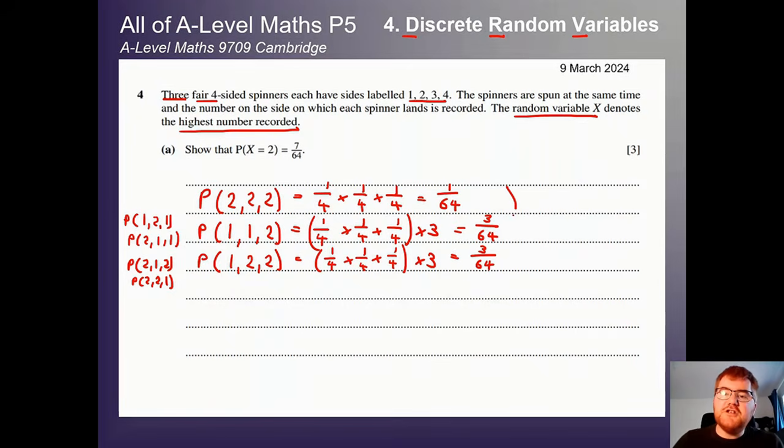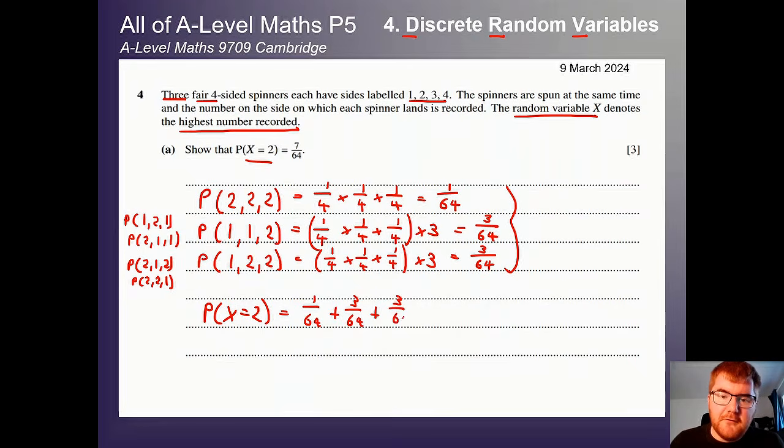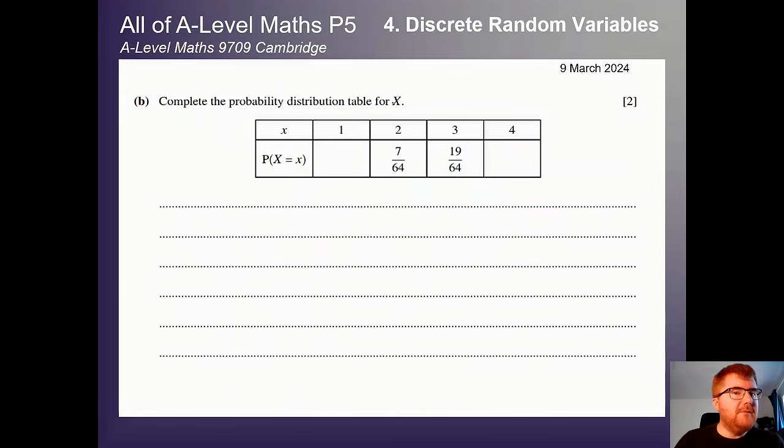Again, these are all the chances of getting 2 as our largest number. Notice no 3's here or no 4's. So probability of X being 2, i.e. the highest number being 2, is just these 3 added together. So 1 over 64 plus 3 over 64 plus 3 over 64. That gives us then 7 over 64 in total, which is the answer given in part A. Now we know this, we can put this into our probability distribution table, which has been done for us.